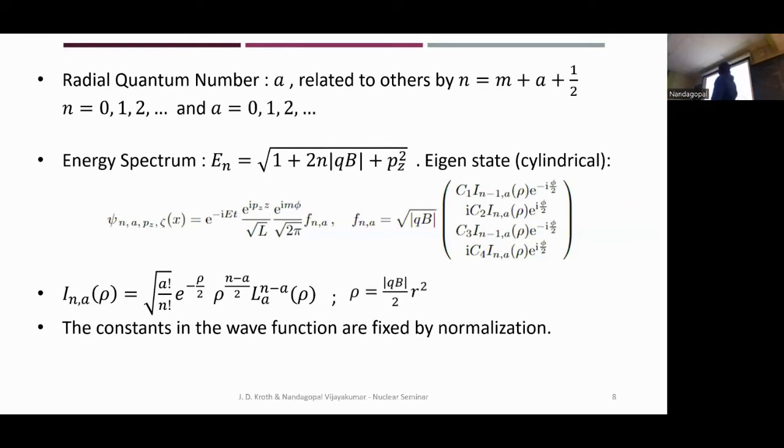And the eigenstates are given by the following bispinor, and we can see that in this bispinor there is this I function, and this I function consists of an exponential factor, a power law, and the generalized Laguerre polynomial. And we can see that the exponential factor makes sure that the wave function vanishes at large enough distance. And in fact, the characteristic length scale of that decay is indeed the magnetic length that we saw earlier. The constants of the wave function are fixed by normalization.